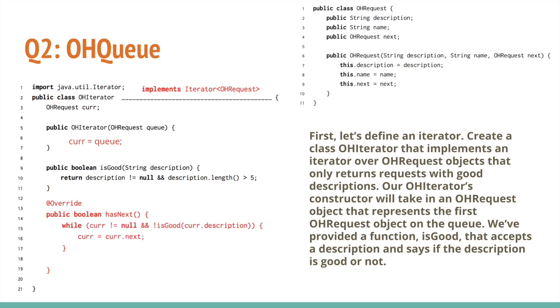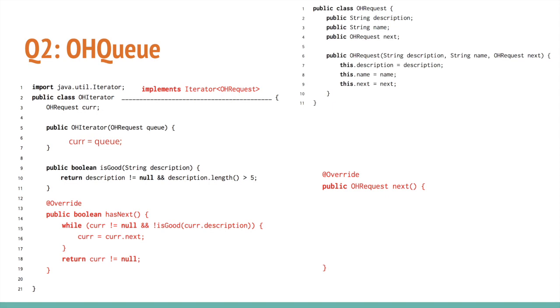So to begin, we will have a while loop to check if our current value of cur is something we'd like to return. If not, we will iterate through the requests until either cur becomes null or until we find a good element. Once we are sure cur is pointing to a desirable instance, we terminate with a final null check to detect if we are done iterating.